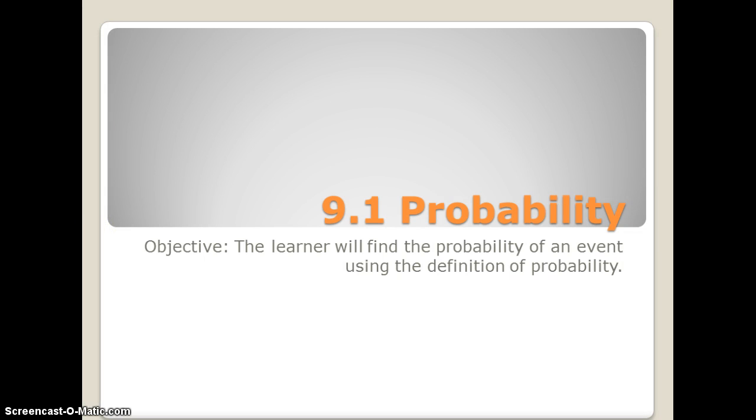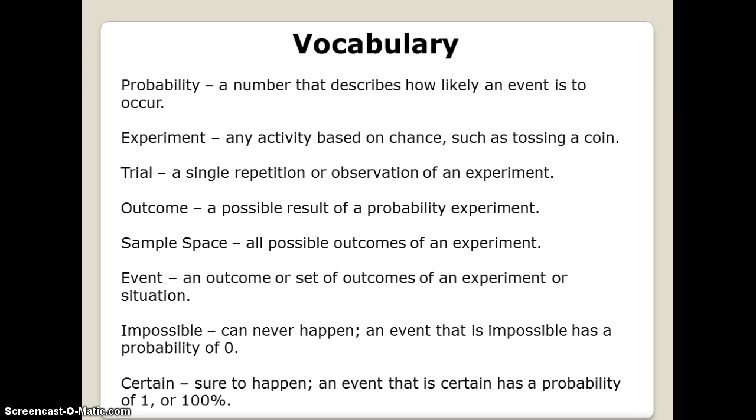Today we begin chapter 9, which is probability. And in this first section, you're going to learn how to find probability of an event using the definition of probability. Now, as usual, we're going to start with some vocabulary. So go ahead and get those copied in.